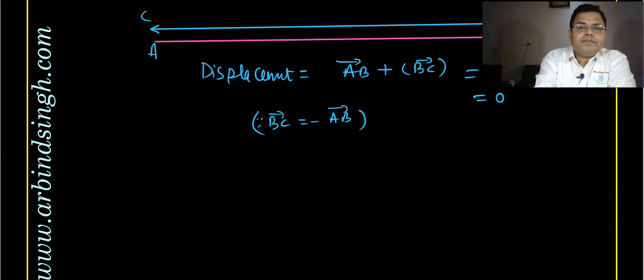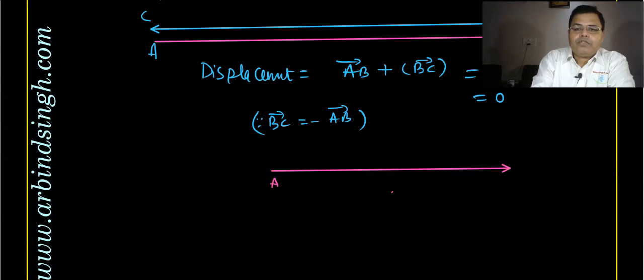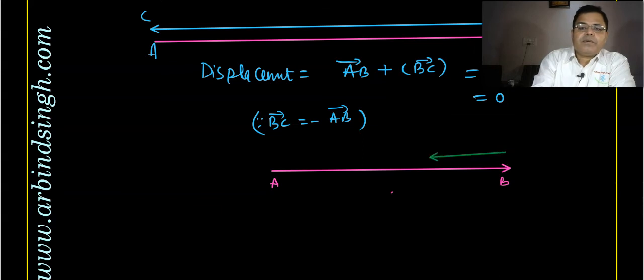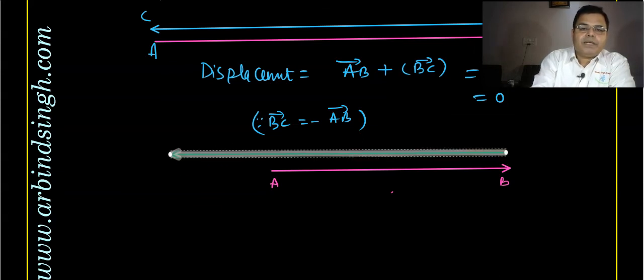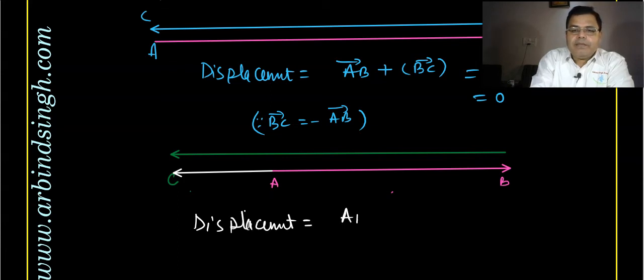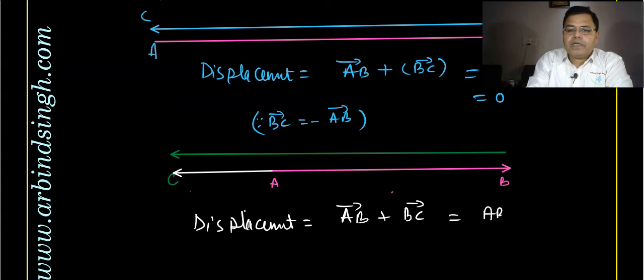But when can displacement be negative? Let me explain this. Displacement of a particle can be negative. Suppose the body starts from A, goes to B, and then starts from B and returns to C on the same path. Say here C. In that case, displacement will be between A and C. So displacement is in the negative direction of the motion, and therefore it is negative. So here displacement is AB plus BC. BC is also in direction minus of AB.